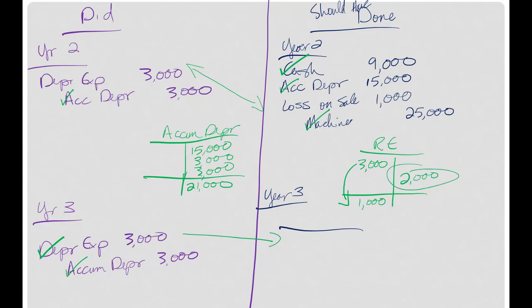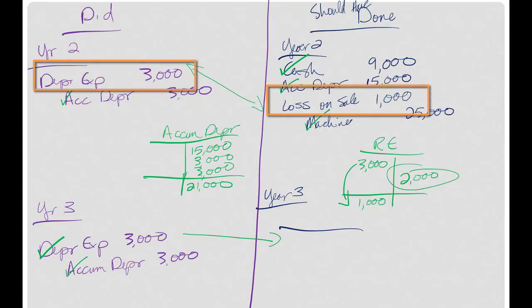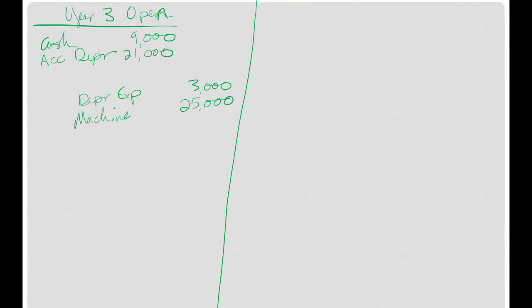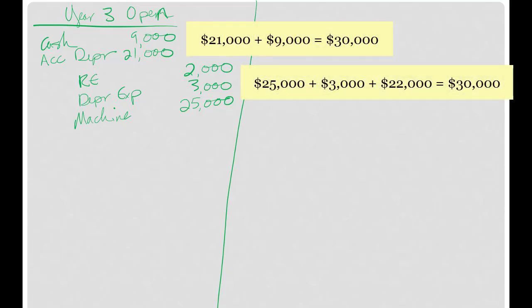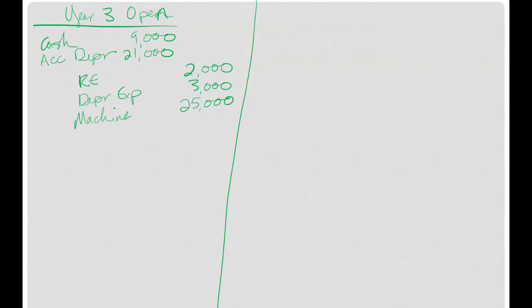So if I'm going to get from what I did to what I should have done, I need a $2,000 credit to retained earnings. Again, because these are closed accounts, depreciation or the loss, I can't change the expense or the loss account. I have to go to retained earnings because of closing entries. So retained earnings, 2,000. And if I've done that right, at this point, everything that was wrong should have been fixed. So if we look at that, 21 plus 9 is 30,000, 25 plus 3 plus 2, that's also 30,000. I balance, and that's my correcting entry.